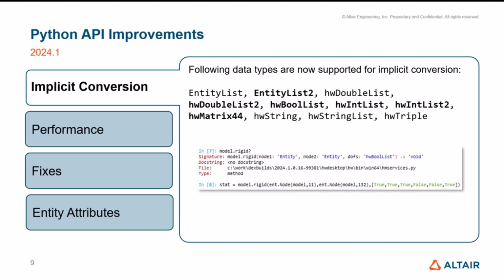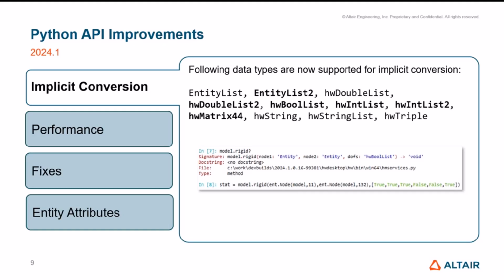User can directly create it with the corresponding class constructor, but we felt that really the most natural way for users to work with the API would be to create just standard Python lists. Right? If I have a list of Boolean values, I just want to use a Python list. If I have a string, it's a string in Python, right? So why should I, as a user, have to create a HW string specifically?